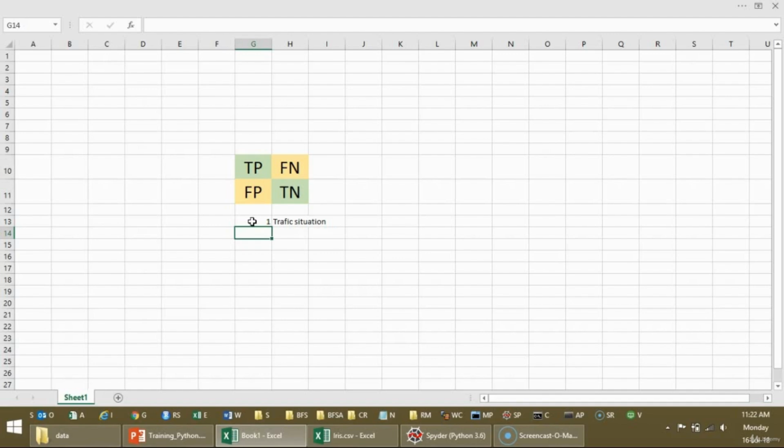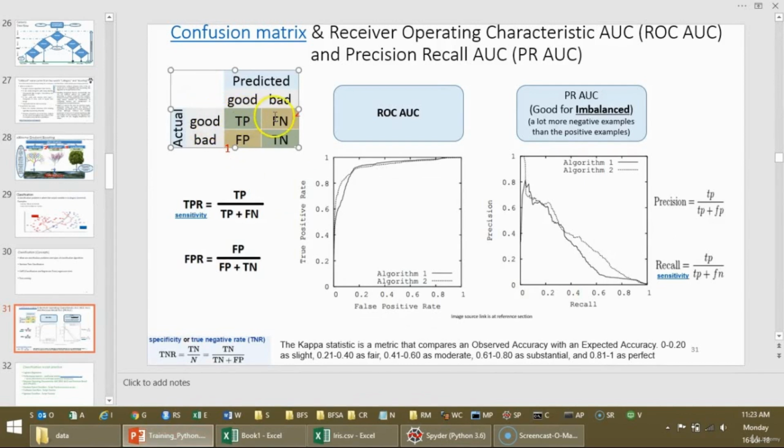If you catch the innocents, what kind of mistake are you making? You can pause the video and think over it. Here the situation is catching an innocent by the traffic police. So it means you are good, but you are getting predicted as bad. You are good, but you are predicted as bad. It means you are making the type 2 error.